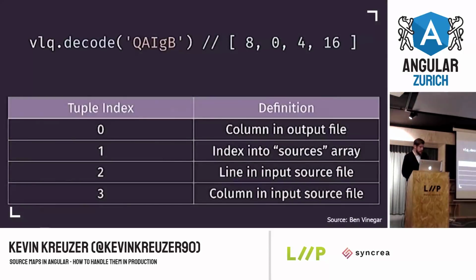So basically, if you would decode this, you would then get an array of 8, 0, 4, 16. And what it means is, the 8 is the column in the output file, the 0 is the index in the sources array, so this is what we've seen before, then the line in the input source file, and the column in the input source file.